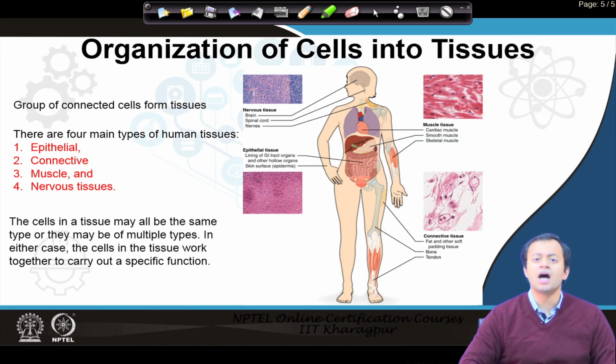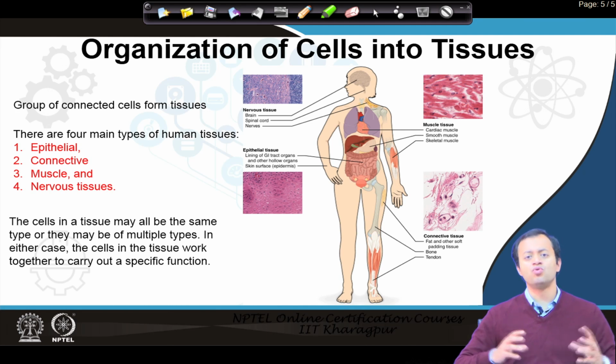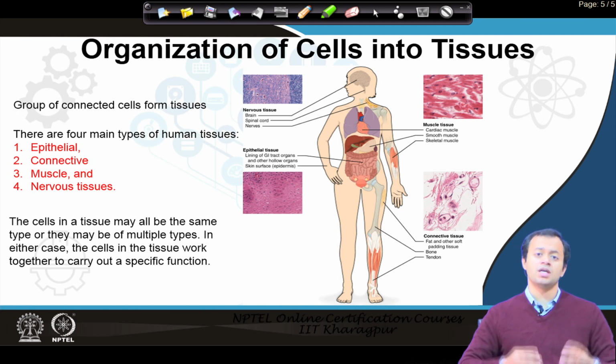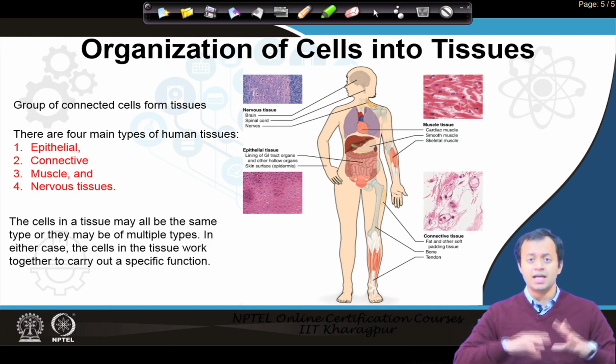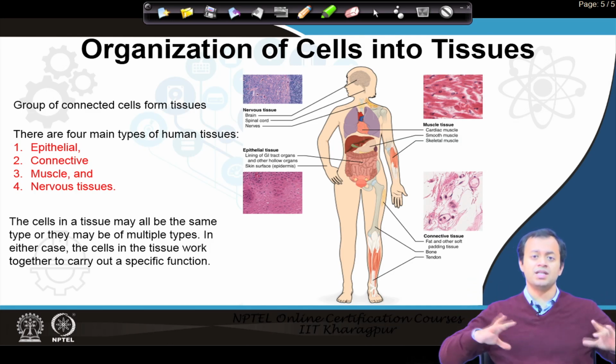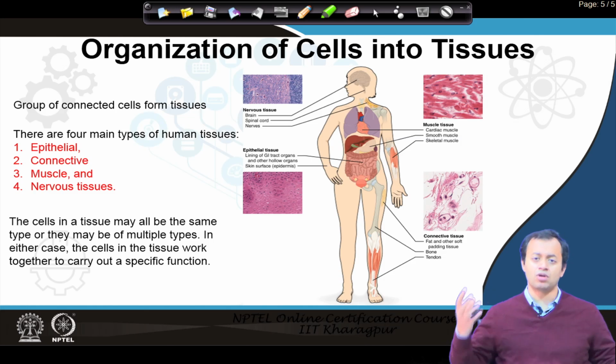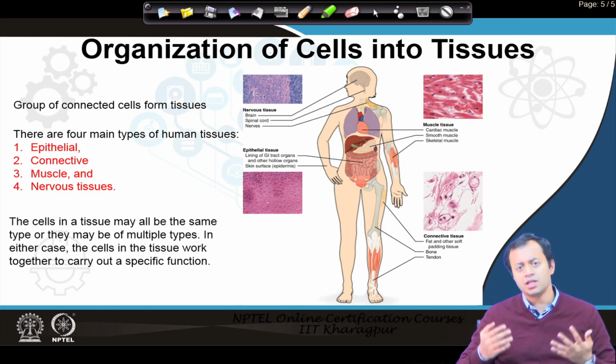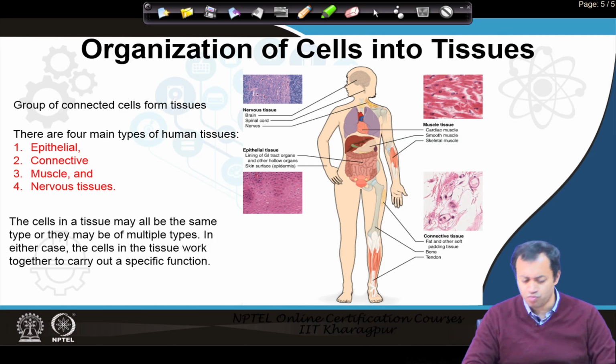Epithelial tissue is the outer wall. It is the tissue that covers our organs, our skin, and blood vessels. It is present as an outer protective wall, and it is semi-permeable. It allows certain materials to pass through and disallows certain materials from passing through.